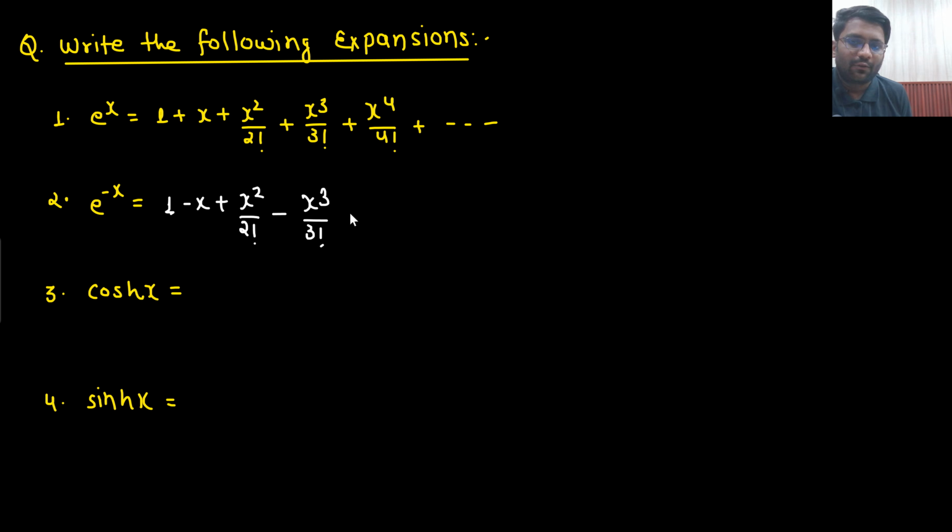Then minus x to the power 4, that will become x to the power 4 divided by 4 factorial. Then minus x to the power 5 divided by 5 factorial, and so on. Plus minus rule will be followed. 1 minus x plus x square by 2 factorial minus x cube by 3 factorial plus x to the power 4 by 4 factorial minus x to the power 5 by 5 factorial. Understandable? So this is how you can write down the expansion of e to the power minus x.